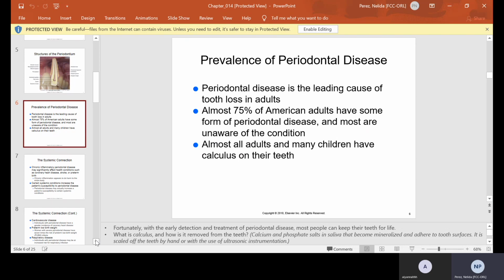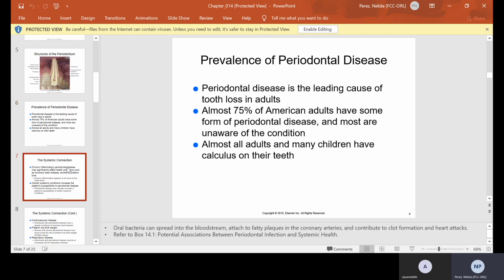Now, prevalence of periodontal disease. It is the leading cause of tooth loss in adults. Again, I mentioned this before. Almost 75% of American adults have some form of periodontal disease, and most are unaware of the condition. Almost all adults and many children have calculus on their teeth.